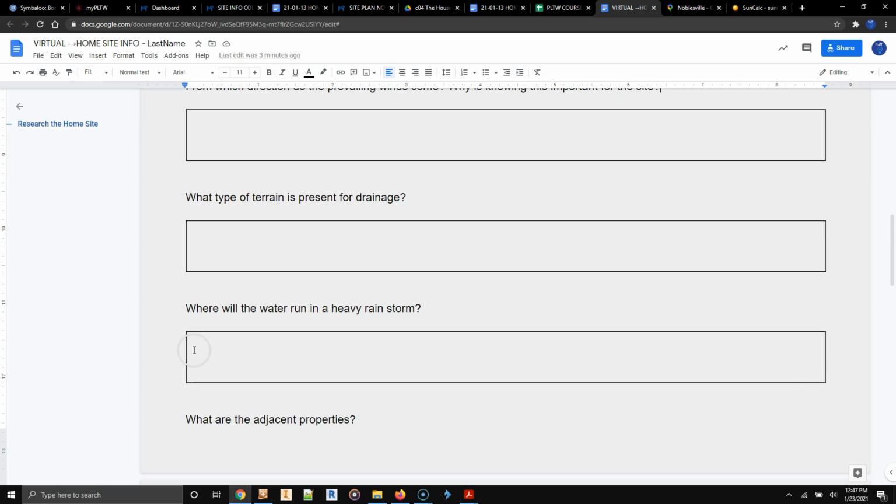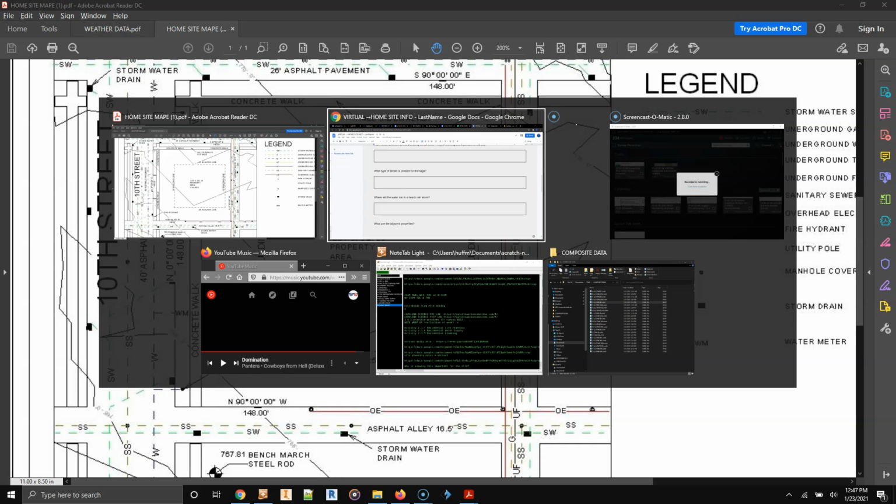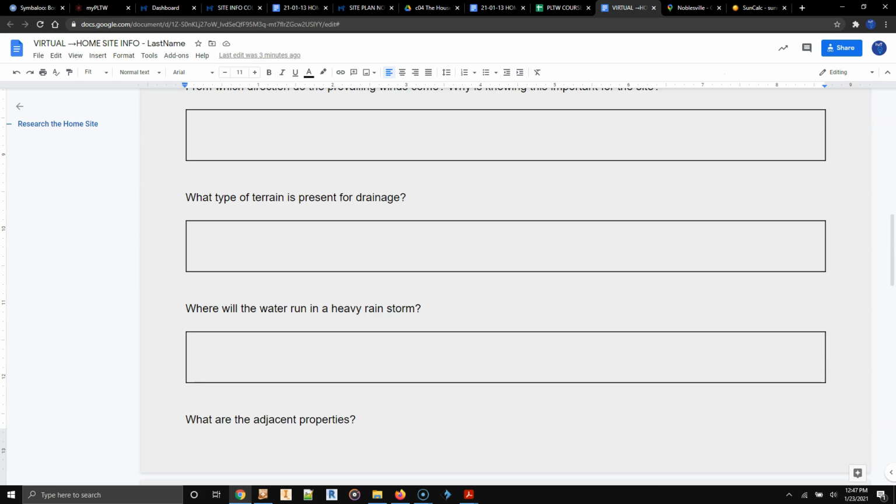Does that sound like an aggressive slope or a gentle slope? Look at the site. It's 148 feet this direction, 148 feet this direction. So it's a 148 foot square. And from this corner to that corner, it's dropping 3 feet. So I'll let you decide if that is an aggressive slope or a gentle slope, but that is going to have an effect on drainage.